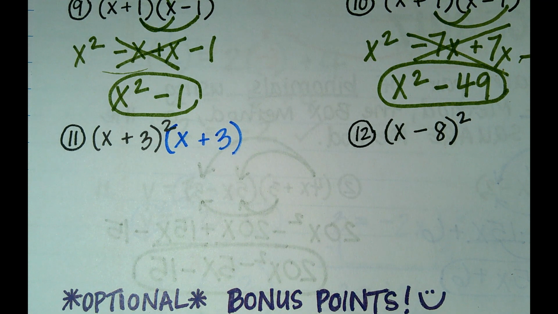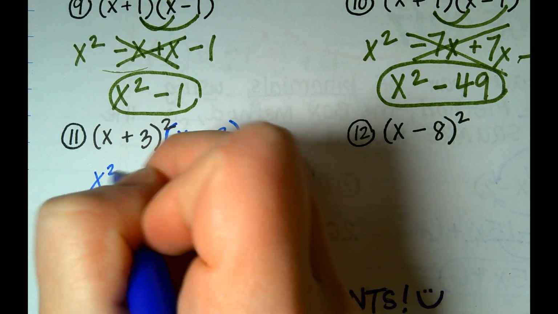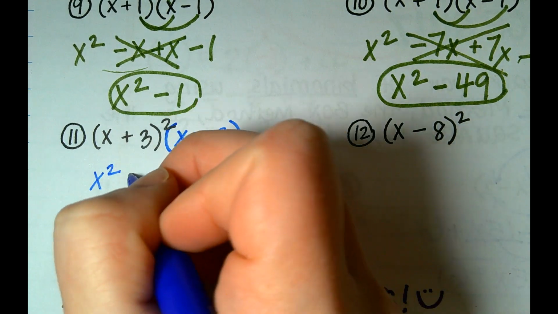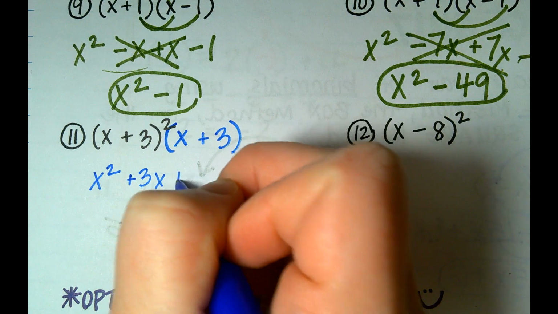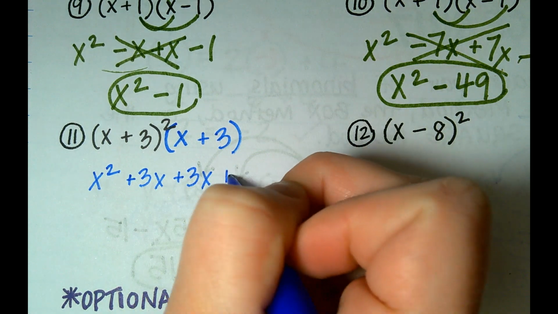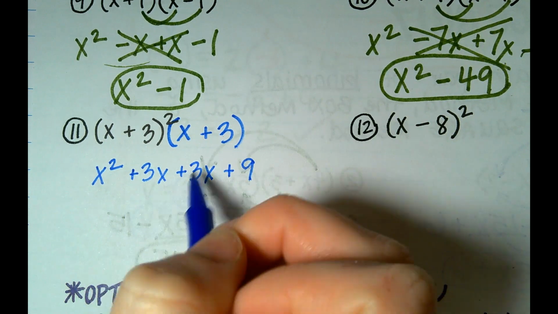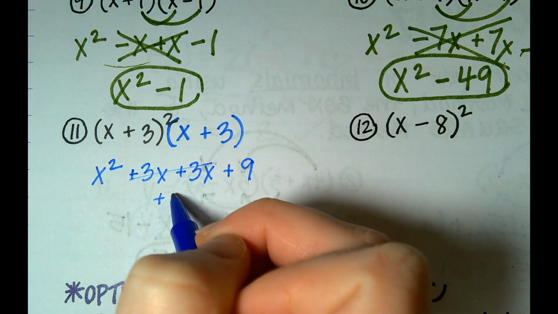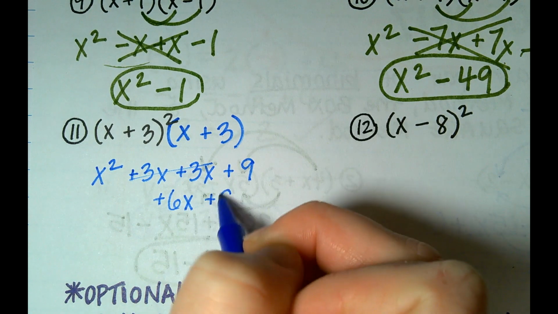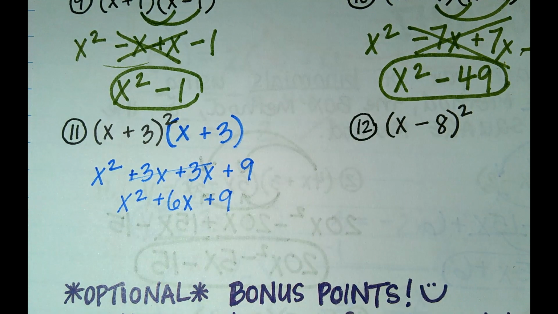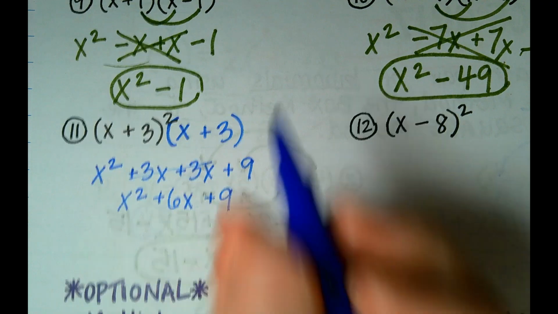X squared, positive 3x. And then those 3s give us 6x. X squared plus 6x plus 9. And that would be our answer.